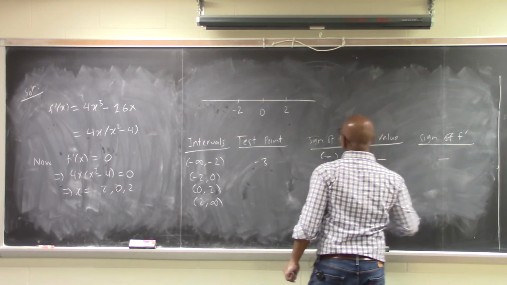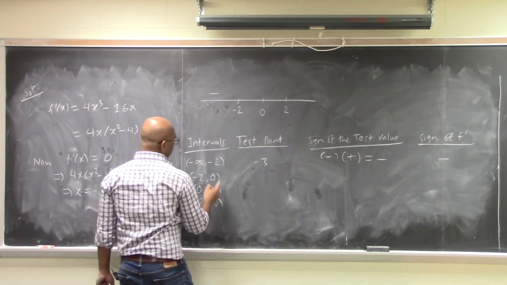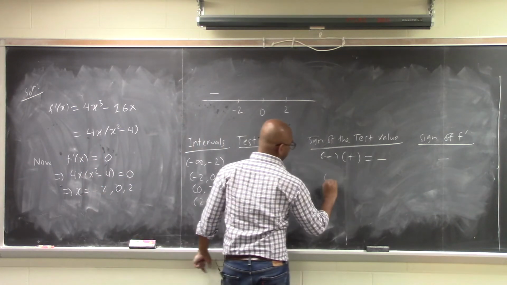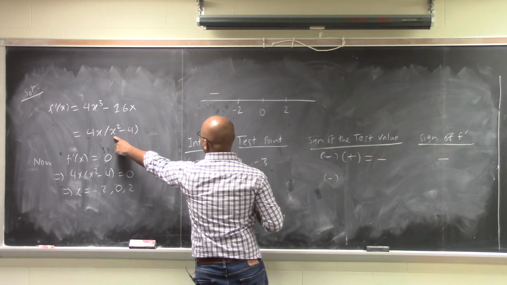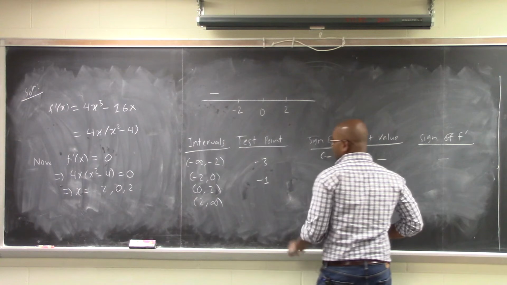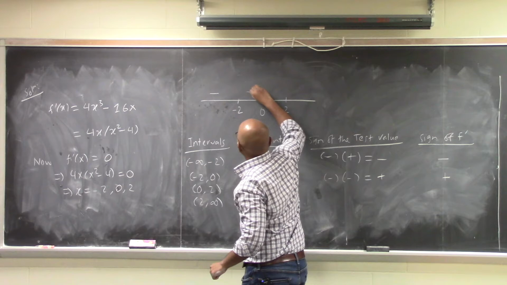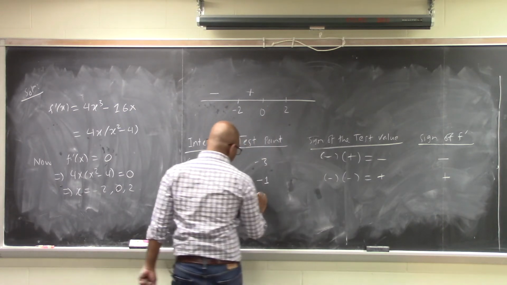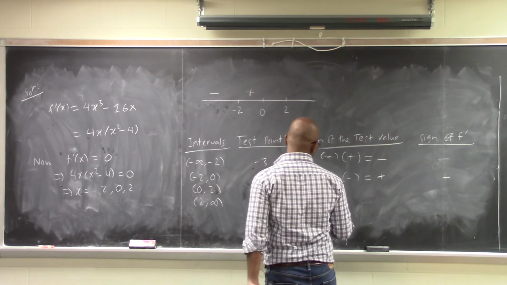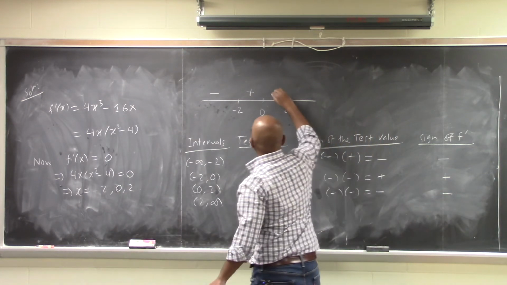Sign of f prime, sorry. So on this interval, this is always negative. Okay, now negative 2 to 0, I will plug in what? Negative 1. Okay, 4 times negative 1 is negative, and then negative 1 squared minus 4, that's also negative. Now negative times negative is positive, so f prime is positive there, and so it's positive on this whole interval. And then from 0 to 2, I will choose 1, that will make it positive, times 1 minus 4, that's negative. Positive times negative is negative, so f prime is negative on this interval.